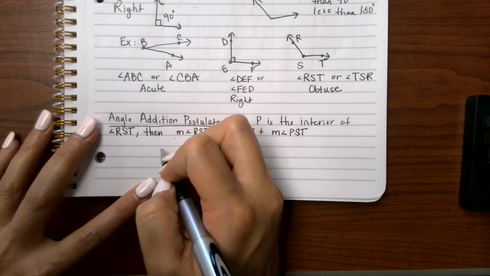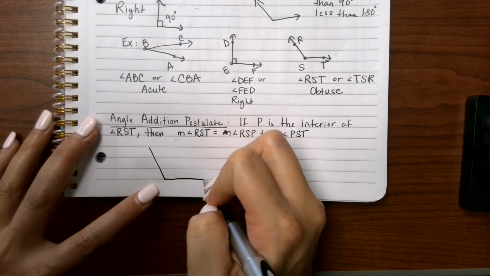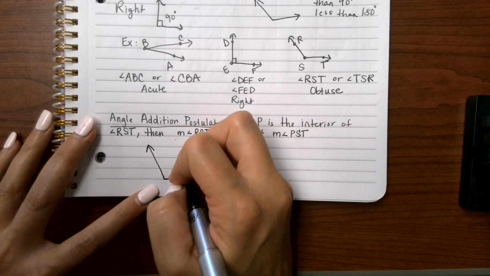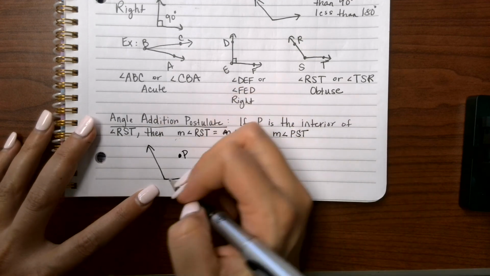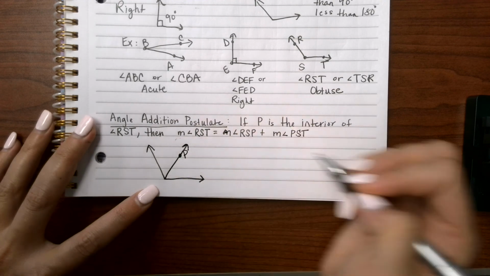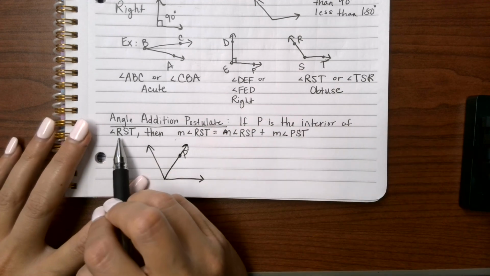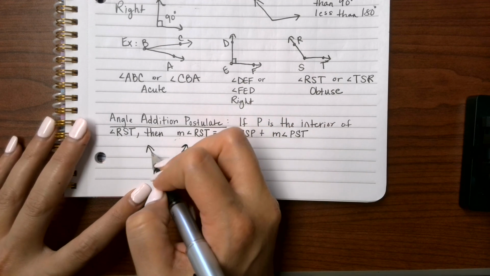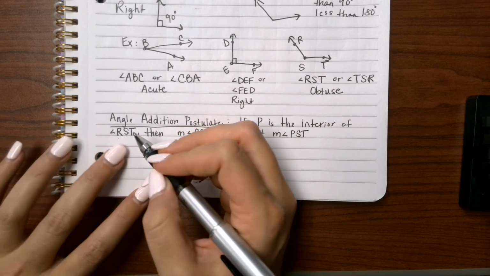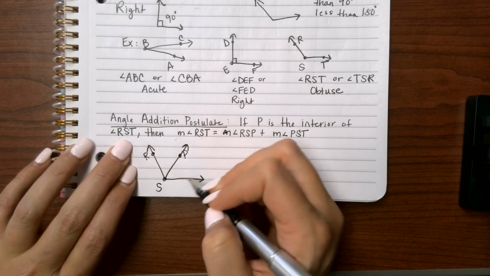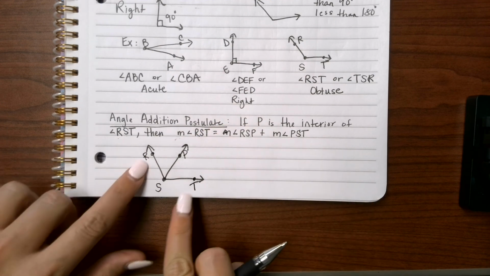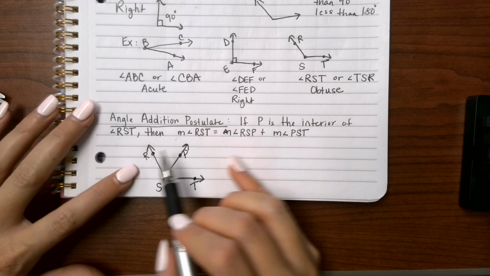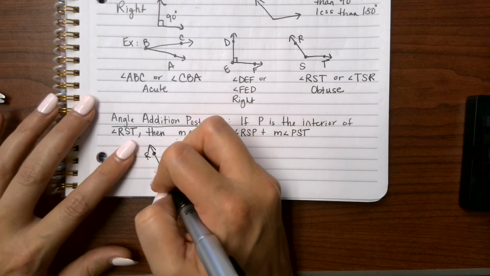So if we draw an angle, and it says P is the interior, so we'll draw P right here on the inside, and we'll make a ray that goes with that. It says it's on the interior of RST, so we've got to draw that out. This is R, S is in the middle, and then T is the other one. These two could have been switched, and we would have had the same outcome. So it is saying the measure of angle RST, that's this big angle right here.